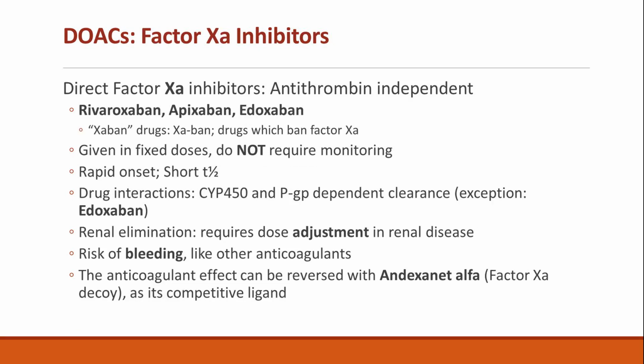Factor Xa inhibitors, including rivaroxaban, apixaban, and edoxaban, act directly on factor Xa and are collectively referred to as the Xabans. These agents offer predictable pharmacokinetics, rapid onset, and fixed dosing without the need for monitoring. However, they differ in their dependence on renal clearance and metabolic pathways, which must be considered when selecting therapy for individual patients.